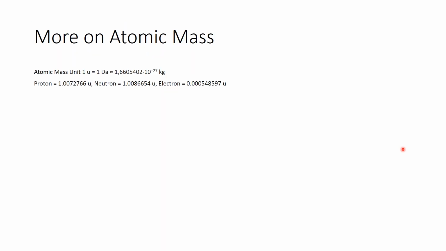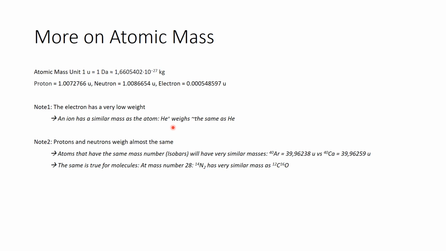If you are to analyze isotopes in the lab, it's helpful to know some details about atomic mass. First, we note that the proton and the neutron have very similar weights. The electron is very light. That means that an ion has a very similar mass to the atom. We also note that atoms that have the same mass number, called isobars, will have very similar masses, like argon-40 and calcium-40.